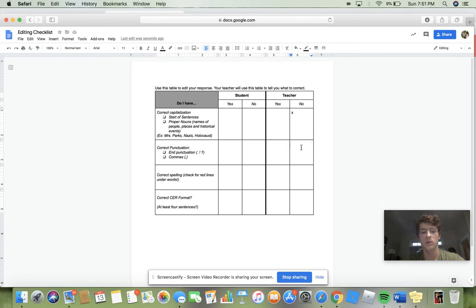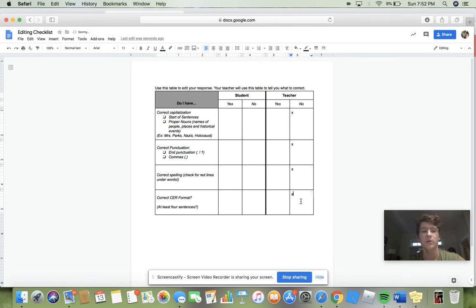If we mark no under correct punctuation, make sure you have a period or a question mark or an exclamation point at the end of all of your sentences. And if you don't, put one there. Then check your spelling. Do you have any red lines? If we mark no, then check your spelling. There should be a red line. And if there's not a red line and you're confused about what you spelled wrong, ask.